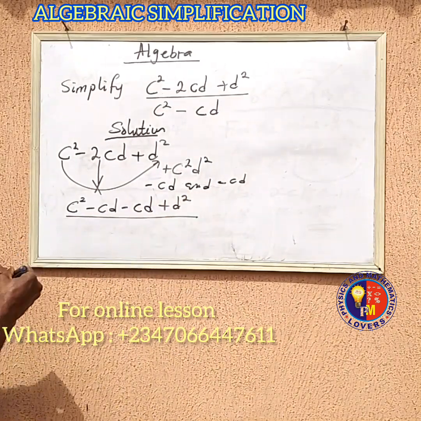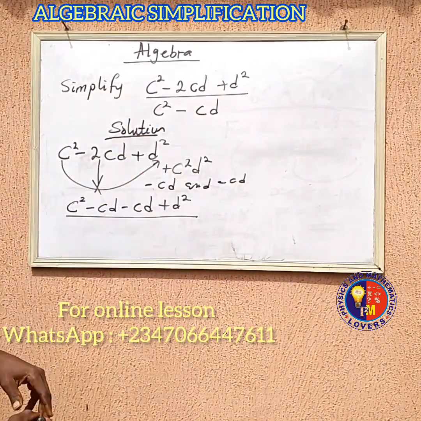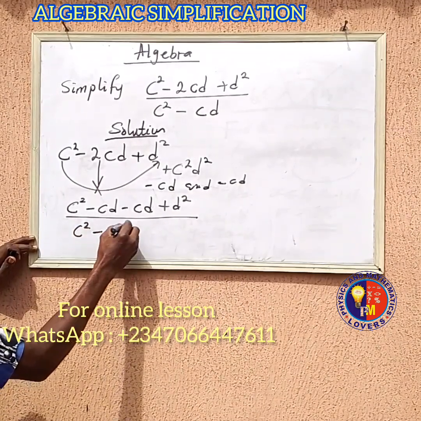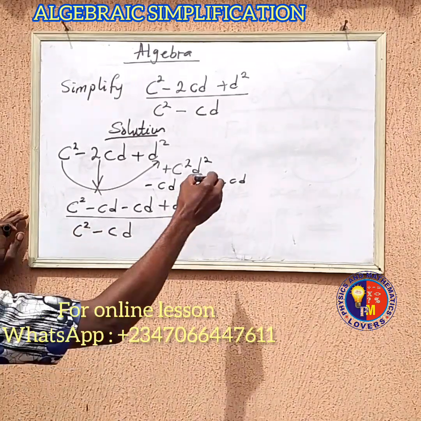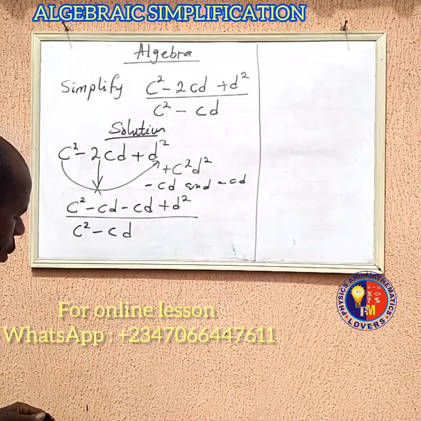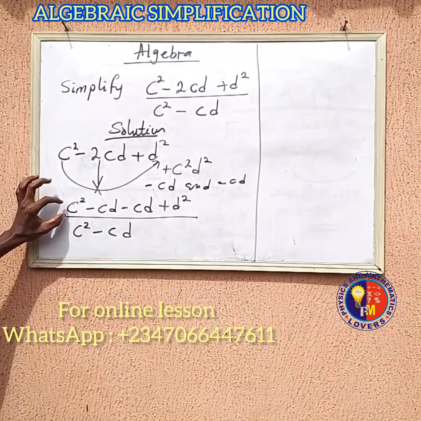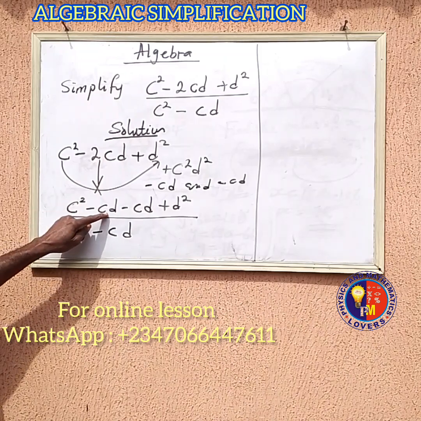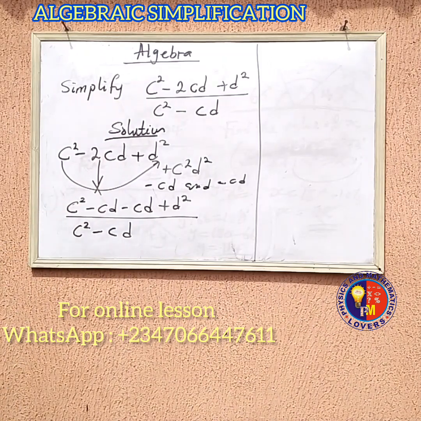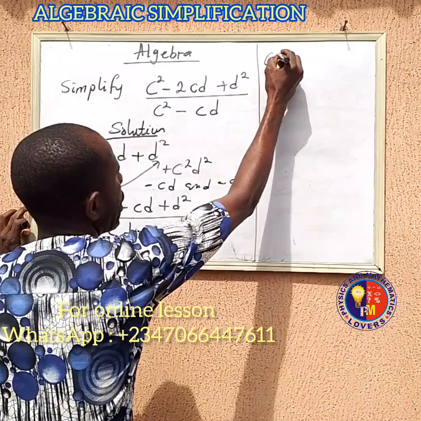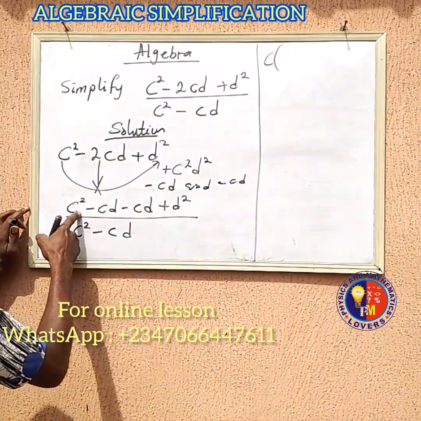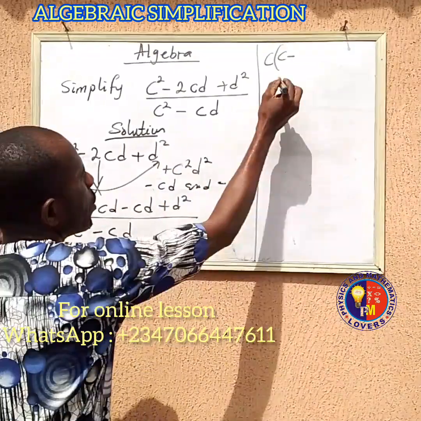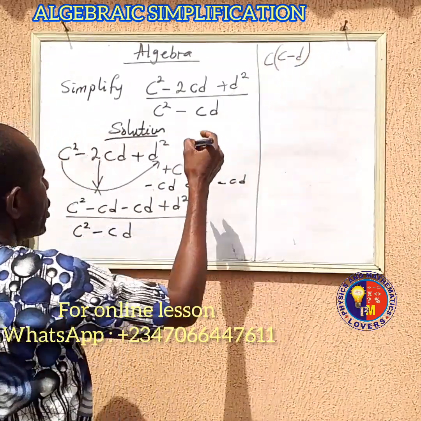Good. Now let's go to the denominator here. We are going to have c squared minus cd. Now let us factor this numerator. Let's take the first two terms here. What is common here? c is common. So we take out the c, which means we have c outside the bracket. Then c divided by c gives 1, and we take c away from here, leaving minus d. So c minus d. Good. Now let us look at this one.